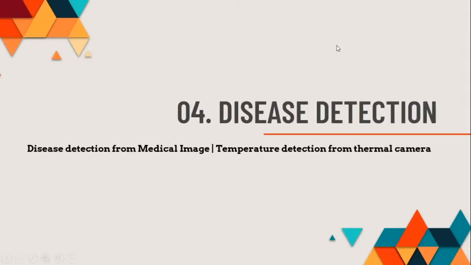Okay. And then we'll move on to disease detection. There are a lot of diseases detected from medical images. For example, diabetic retinopathy. If you take the well-known, popular eye hospital, Aravind Eye Specialty Hospital, it also uses artificial intelligence based image analysis to detect diabetic retinopathy, which is nothing but blood leakage in the eyeballs. So those kinds of diseases can be detected from the medical image.